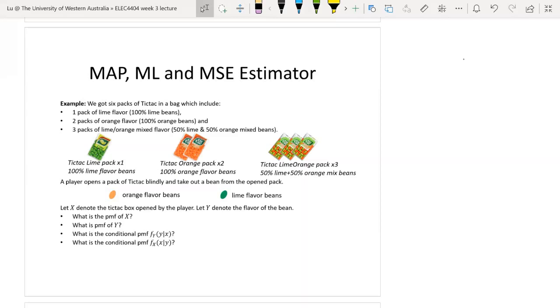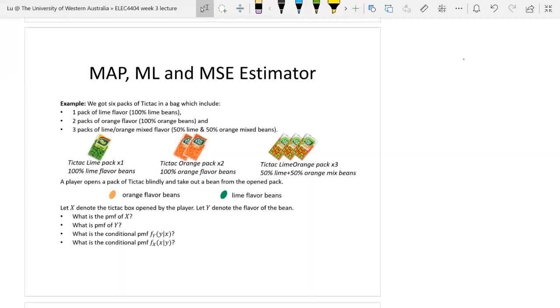The example is saying, we got 6 packs of Tic Tac in a bag. That means these 6 packs of Tic Tac are put into a single bag. And out of these 6 packs, the first pack is the lime flavor. You can see we call that the green one. And 2 packs of the orange flavor, so we call that the orange box. And 3 packs of the mixed one. So in other words, we got 1 green, 2 orange, and 3 mixed Tic Tac boxes in the bag.